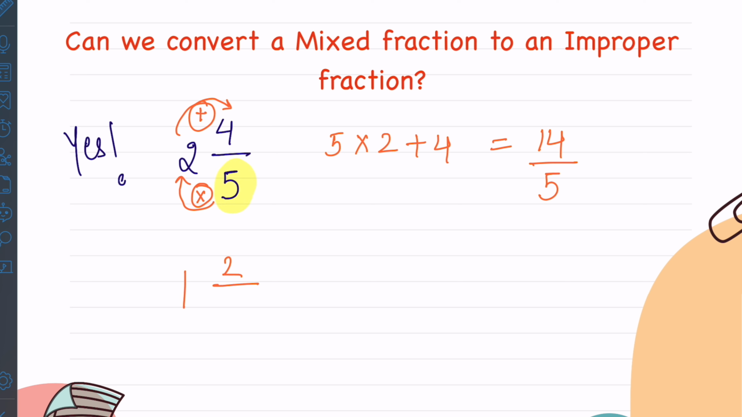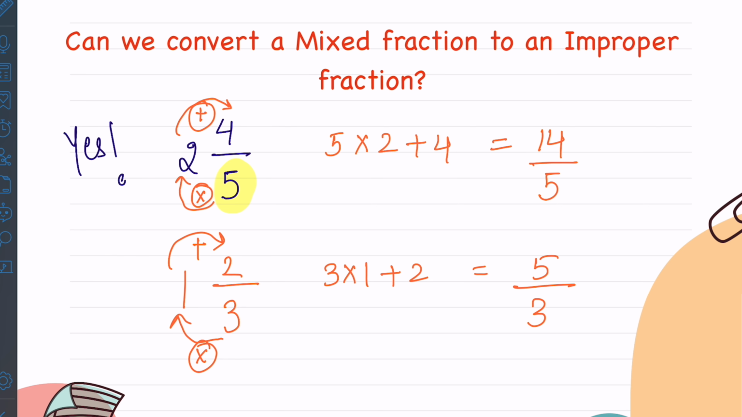Let's try it with one more example now. Here I have 1 whole and 2 by 3. So 3 times 1 plus 2 is 5 and the denominator remains the same, which is 3.